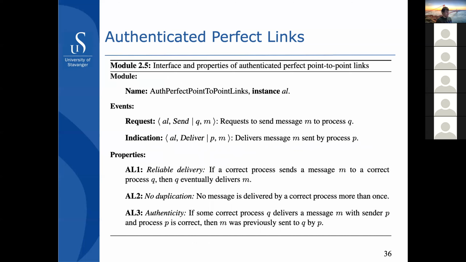Then we have authenticated perfect links, which is trying to provide the same property in a Byzantine fault-tolerant environment. So remember, in the crash arbitrary model, or arbitrary faults, a process can deviate from the protocol in any way.